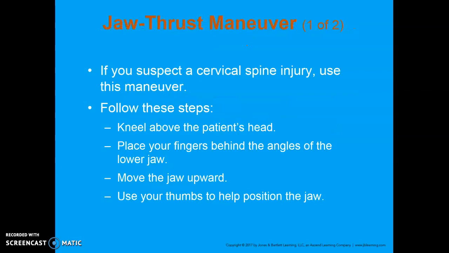In patients that do have suspected spine injury, we're going to use the jaw thrust maneuver. This maneuver typically will only work on somebody that's unconscious or relatively unconscious because it hurts. So you'll kneel above the patient's head while they're in that supine position. You're going to grab the angles of that lower jaw and slide upward. You're going to use your thumbs to actually help position it where it's supposed to go.